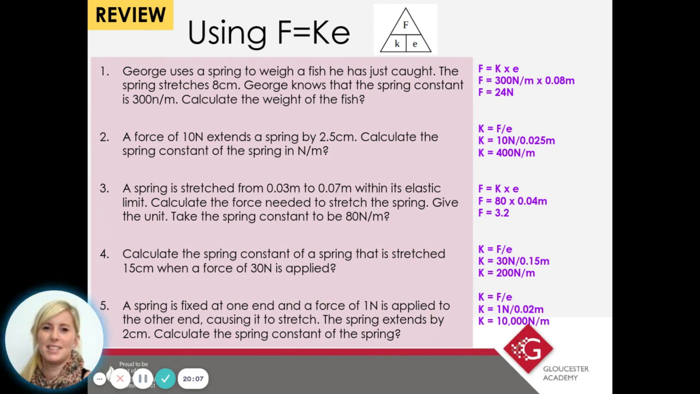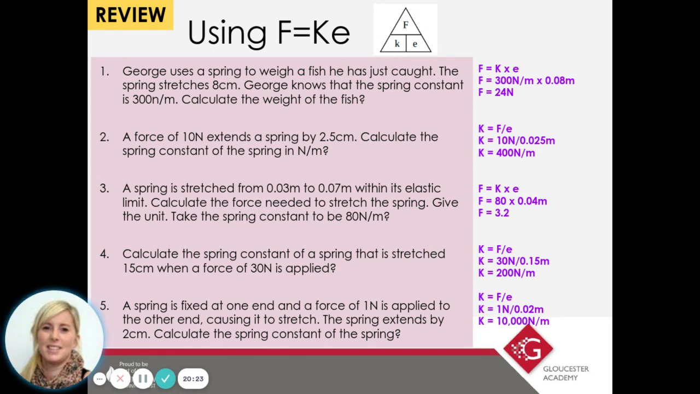And then number 3, you're working out F, you're working out force. You do K times E, so spring constant times extension. So from the question then, 80 times by the difference in the spring, so 0.04. And then you get a final answer of 3.2.